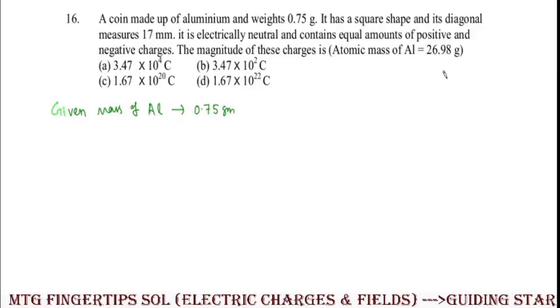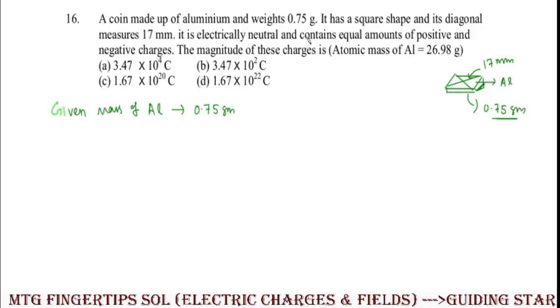So there is a square shaped aluminum coin, whose diagonals measure 17 mm, and its weight is 0.75 gram. What is its weight? 0.75 gram.